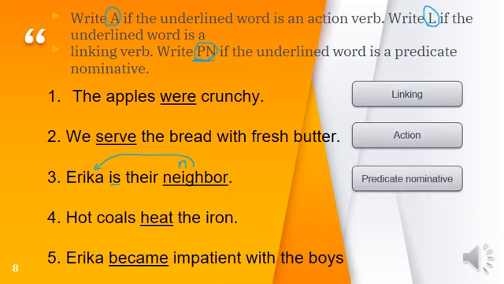And number 4, hot coals heat the iron. Here heat is a verb. Does it tell an action? Yes, of course. Is it one of the linking verbs? No, so it's an action verb.